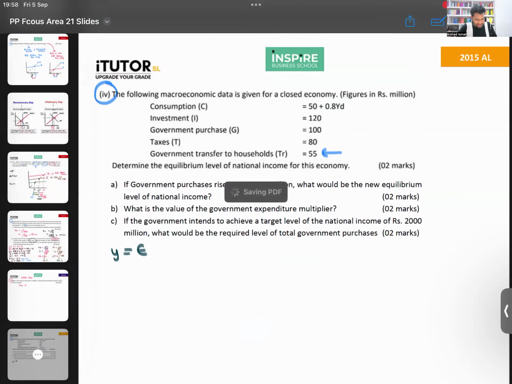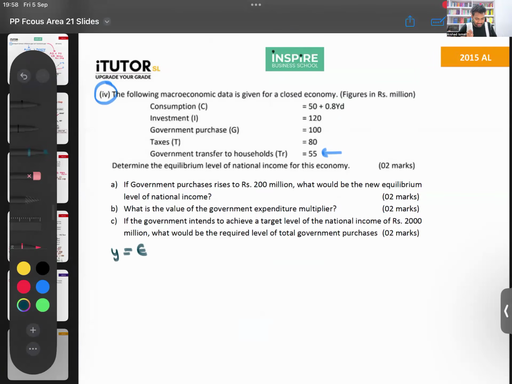I'm not very sure now. How is the question numbering in your paper? Is this ABC? Is there a question number in front of this? Determine the equilibrium level.